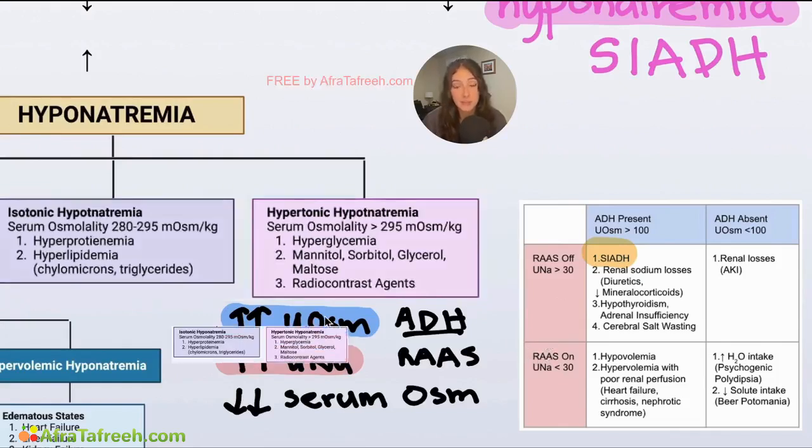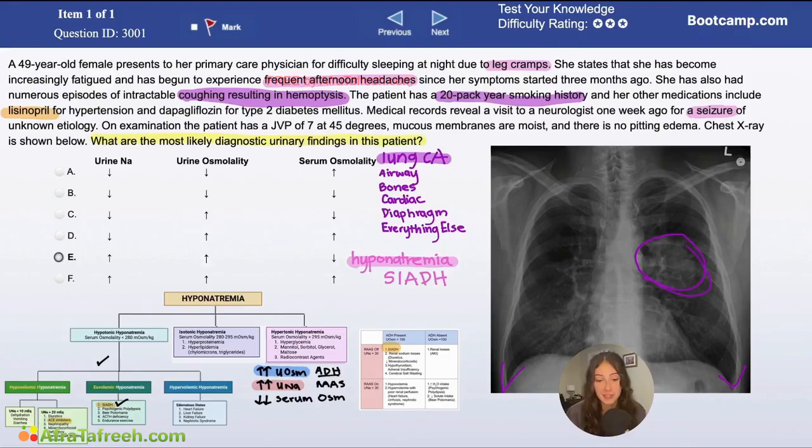Now that we have this straight in our mind, we can go back and evaluate our answer choices, and we see that right here, choice E is the only one that has our increased urine sodium, so that checks out right down here, increased urine sodium. We also have our increased urine osmolality, and then we have a decreased serum osmolality. And that's going to be the correct answer here, right? Because that checks out with all of the pathophysiology that we have just run through.